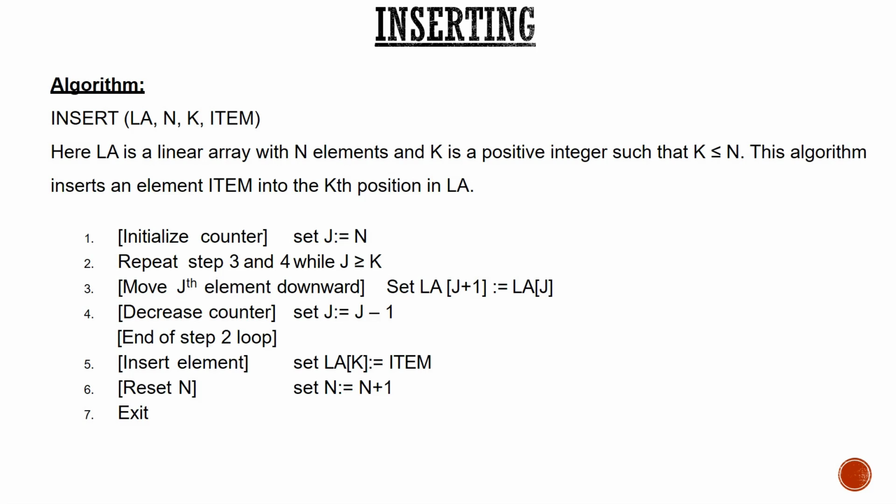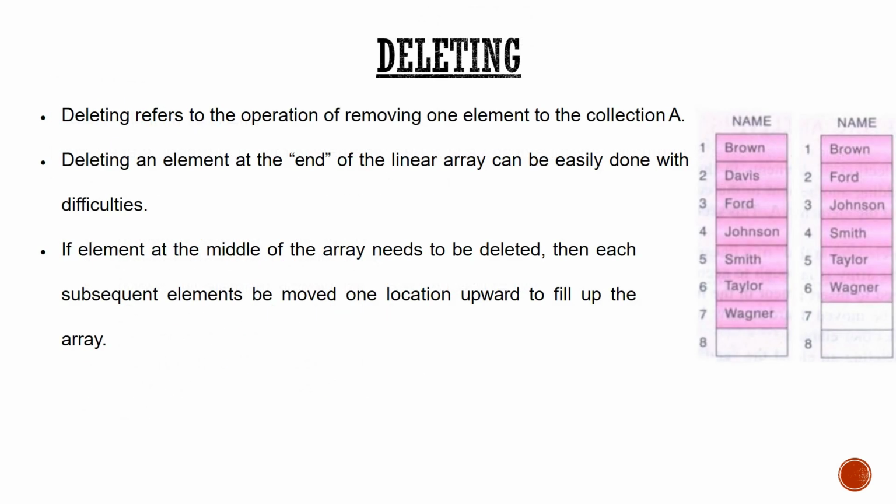Now, what about the number of elements? Earlier it was n. Now one more element was added. Now the value of n will be equal to n plus 1. The next operation on the arrays will be deletion. So similar to your insertion, if the element at the end is to be deleted, then that will be a simple one.